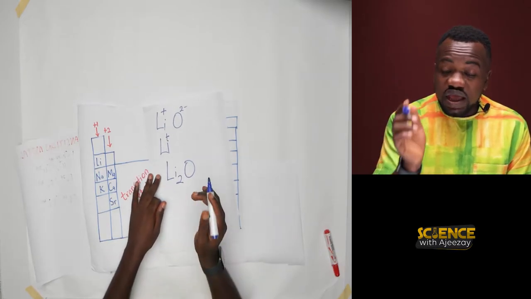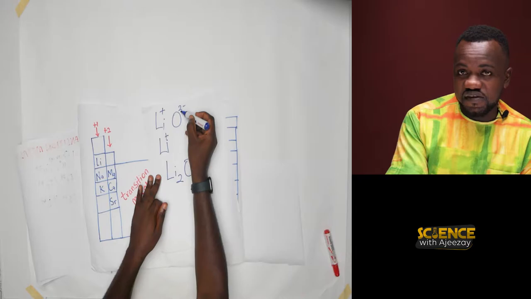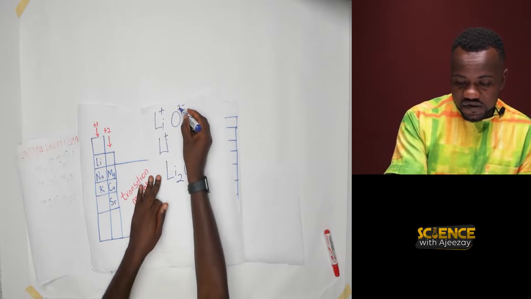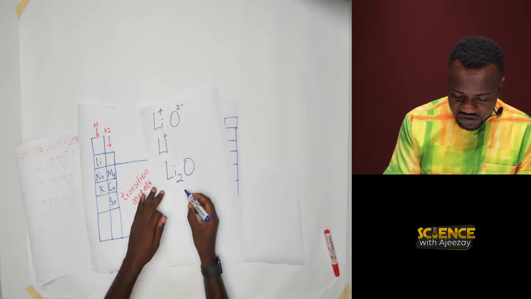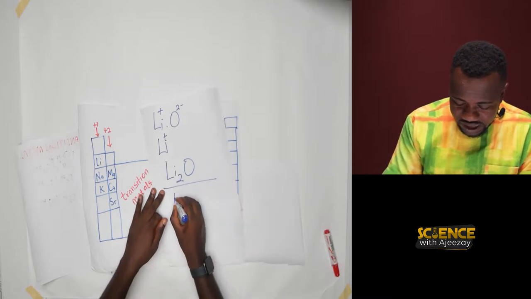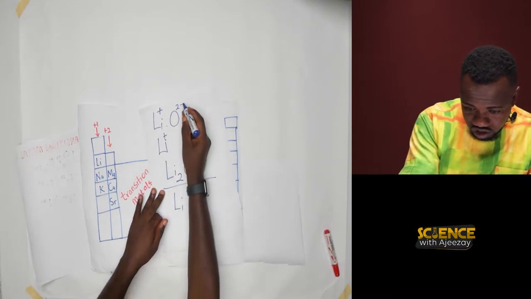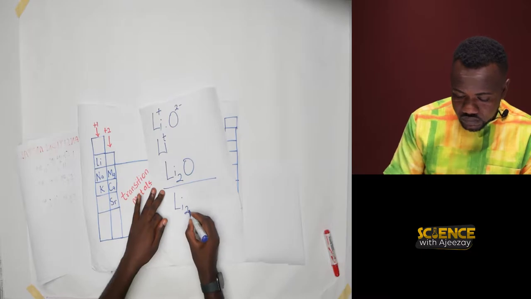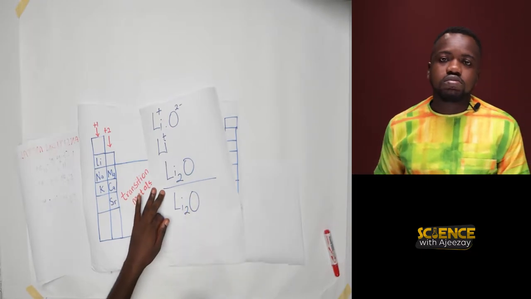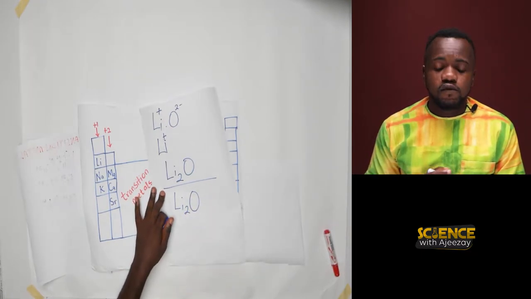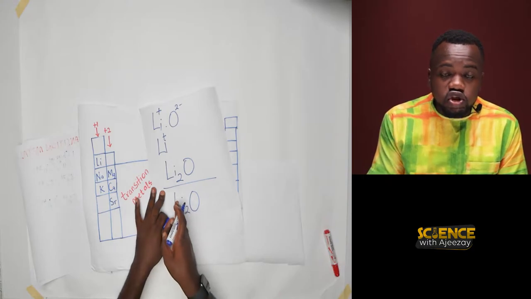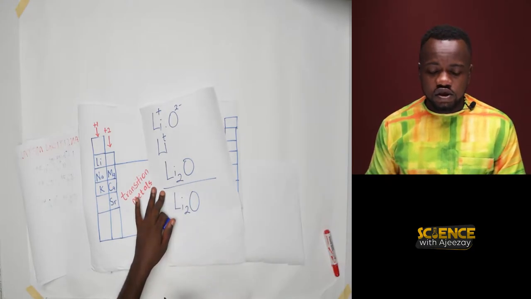Or you can just interchange their charges. This here, this here. So this is Li, then these 2 comes down, then O. This is the formula. So this is the formula for lithium and oxygen.